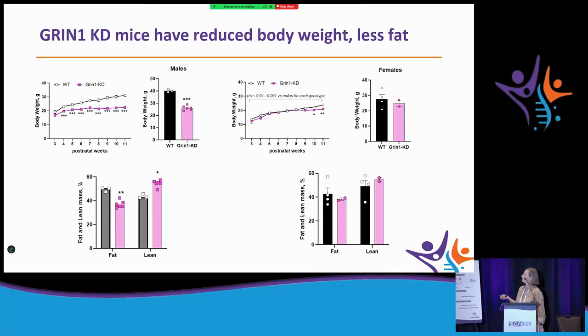More recently, we did an analysis of what these animals are made of: their fat, their lean muscle, and their bones. And what you see is that the mutant animals have less fat tissue and more lean tissue, and that's seen in the males and also in the females.